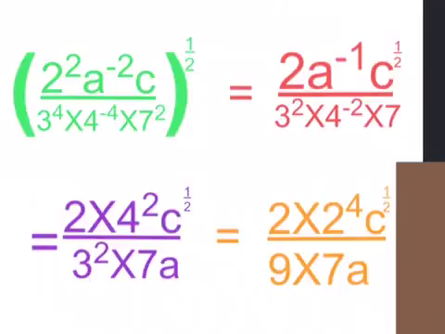So this becomes 2 to the power of 5, as this has one power. So 1 plus 4 is 5, so 2 to the power of 5. 9 times 7 is 63. And then the final answer should be this.